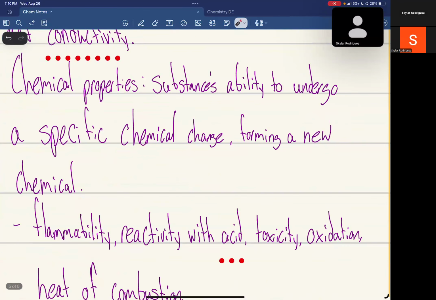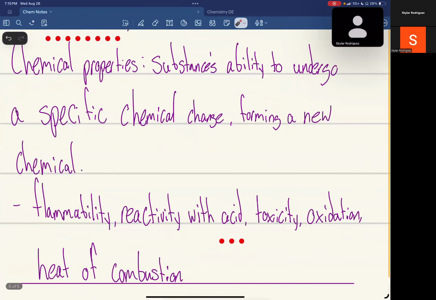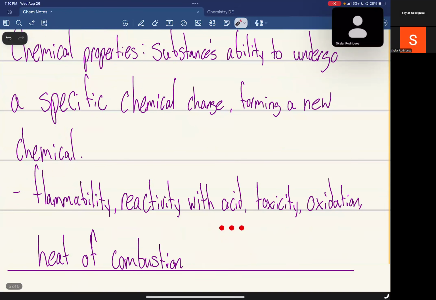Chemical properties describe a substance's ability to undergo a specific chemical change, forming an entirely new substance. This can be observed during a chemical reaction. Examples of this range from flammability, reactivity with acid, toxicity, oxidation, to heat of combustion.